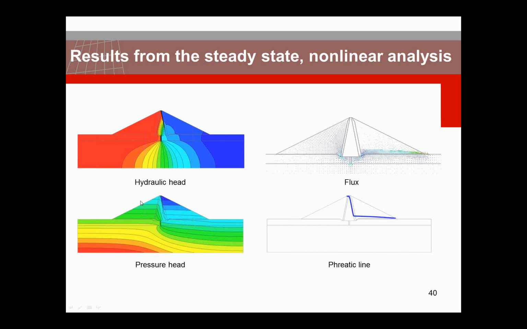And where the pressure head is equal to 0, we find the phreatic line, which is in fact the water surface in the dam. That means that this part of the dam here is below the water and fully saturated, whereas this part of the dam is not saturated.